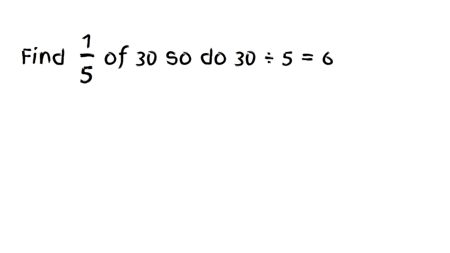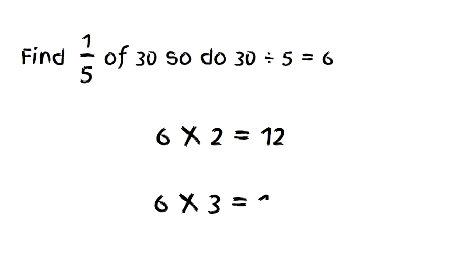So if 1/5 of 30 is 6, I can now work out what 2/5 or 2 parts are by timesing 6 by 2, which is 12. And then I can do the same with 3/5. I can times 6 by 3 to give me 18.